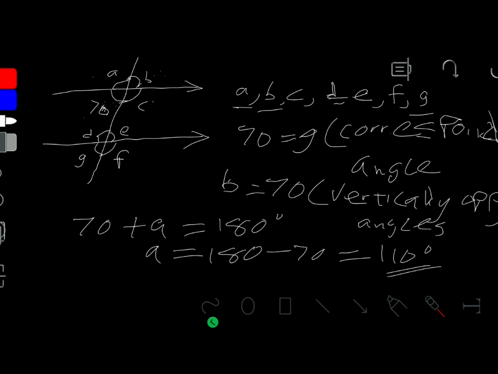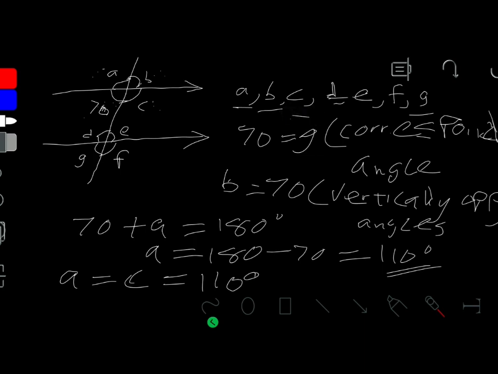Now that we have A and B, now let's find C. Since we have A as 110, the vertically opposite angle law will also apply here again, because A is vertically opposite to C, so A is equal to C, which is what? 110 degrees. So A is equal to C, that's 110 degrees. And with that, I've gotten A, B, C.